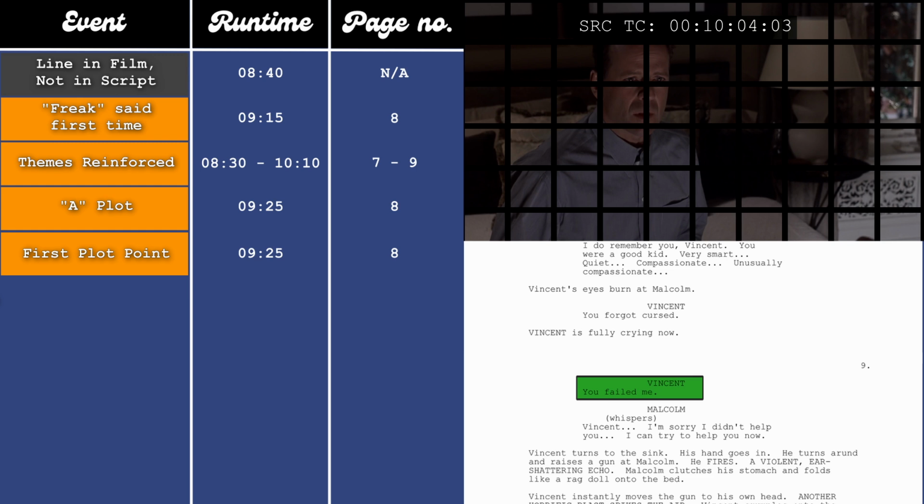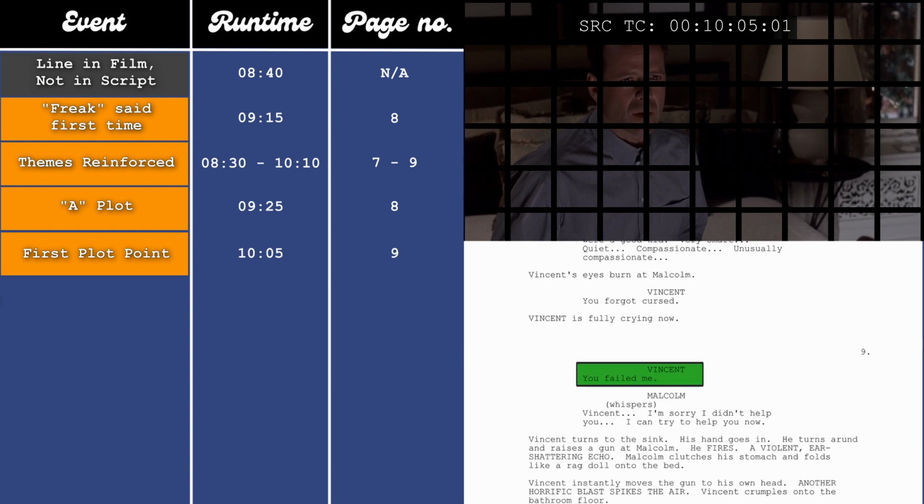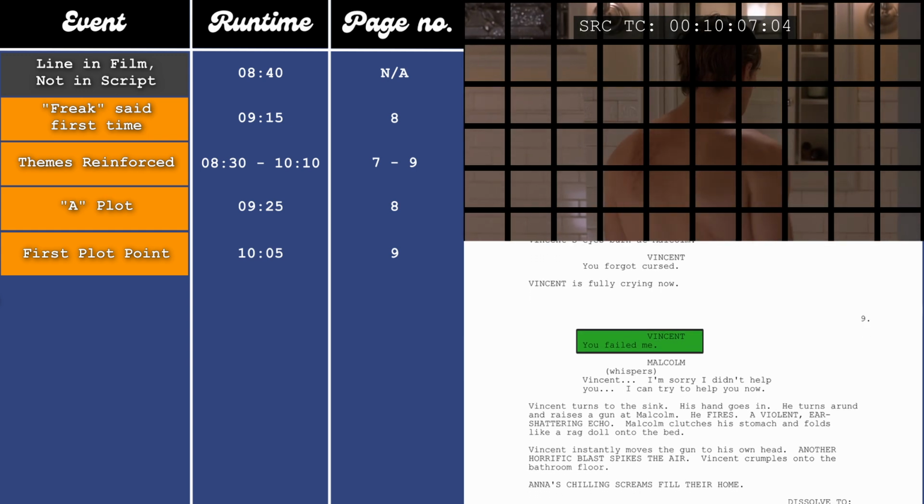So if the inciting incident is a plot element that's introduced that disrupts the main character's status quo, the first plot point is when that character decides to do something about the change. And here is when Malcolm tries to extend an olive branch. He tries to help Vincent, but the damage is done. It's too late. I'm sorry if I didn't help you.